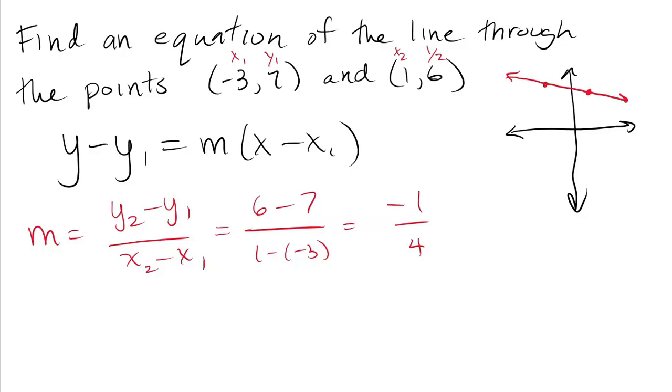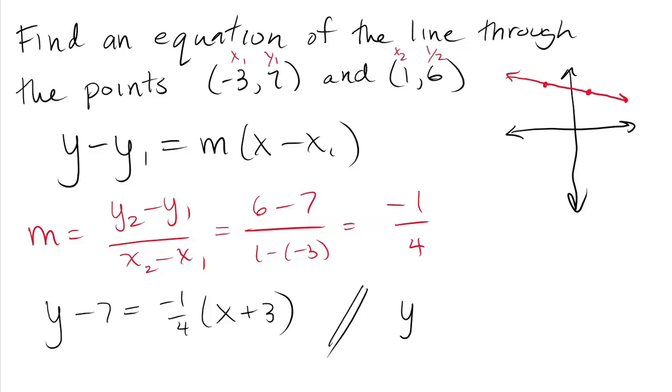We have two obvious ones. We could actually use the first point and write this as y minus 7 equals negative 1/4 times x minus negative 3, which becomes x plus 3. That's one possible answer. We could also write y minus the y-coordinate of the second point equals the slope, negative 1/4, times x minus the x-coordinate of that.